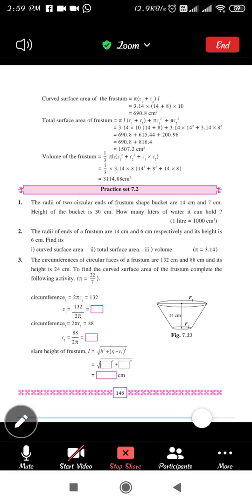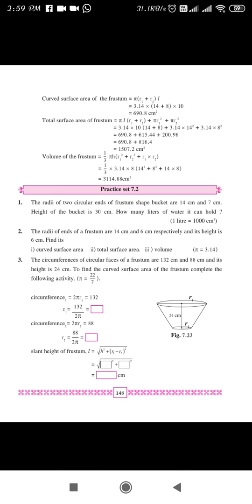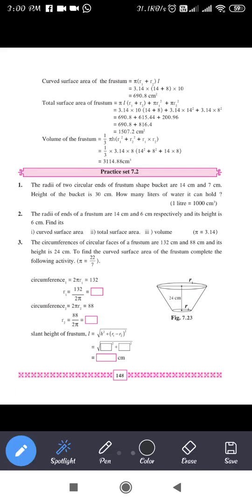In the last lecture of geometry, I started practice set 7.2 and the first question was completed. Okay. Then next question number 2. The radii of the ends of a frustum are 14 centimeter and 6 centimeter respectively, and its height is 6 centimeter. Find its curved surface area, total surface area, and volume.